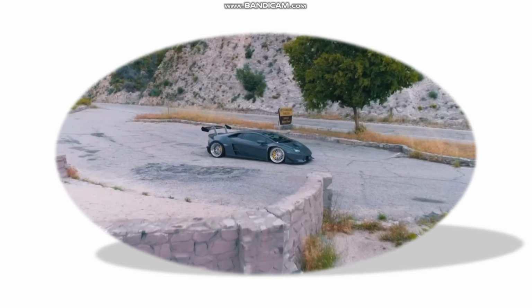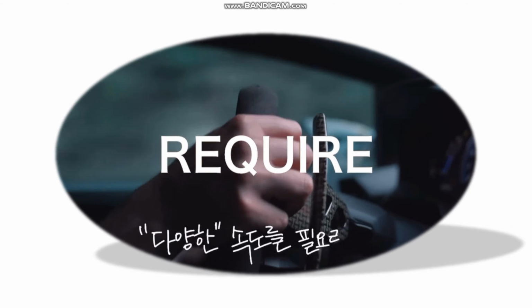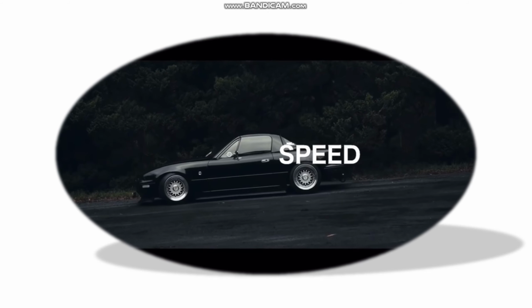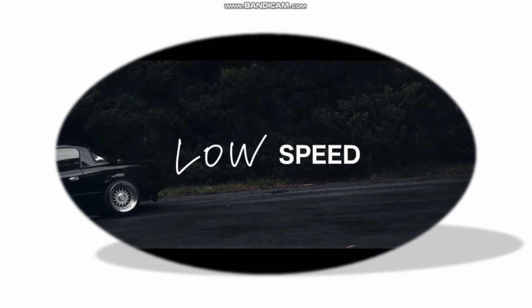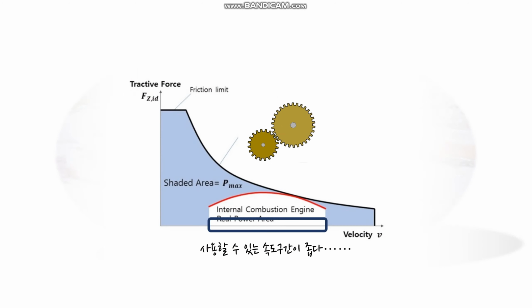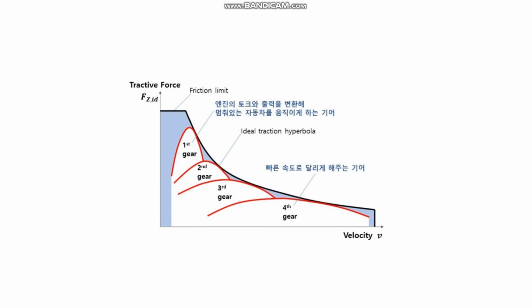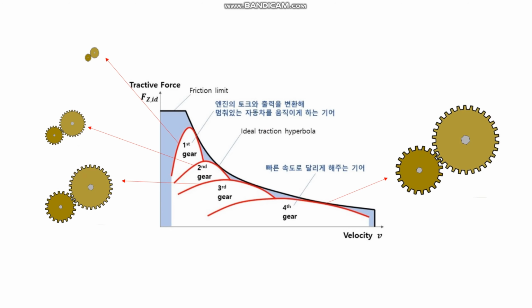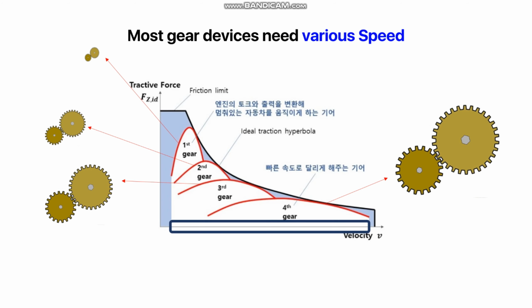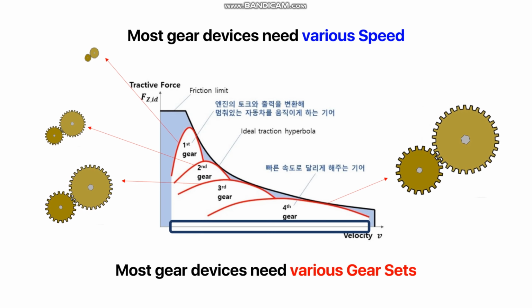Let's imagine a car. We require all the various speeds of the car. Sometimes we need low speed of the car. But sometimes we need high speed of the car. So the car must cover a wide range of velocity like this. To cover more area, the car increases the number of gear sets it uses. By having various gear sets, they can cover more area. Not only for cars, but also most gear devices need various speed. And it means most gear devices need and have various gear sets.